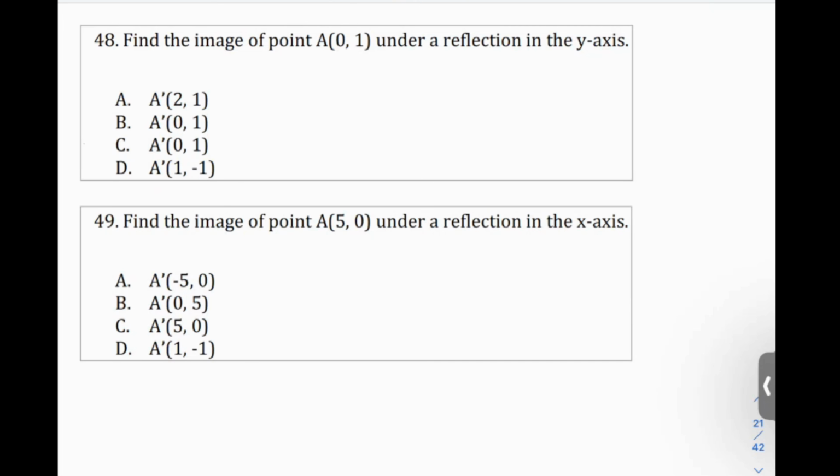Referring to the formula sheet, across the y-axis, (x, y) turns to (-x, y). Only change the sign of the x coordinate. Since the x coordinate here is 0, the point will stay the same. (0, 1) will stay the same because you are not going to change the sign of the 0. So the reflection will be the same point, which is (0, 1). And actually, it's repeated here. You can choose either B or C. It's the same here, but by mistake, it's repeated.